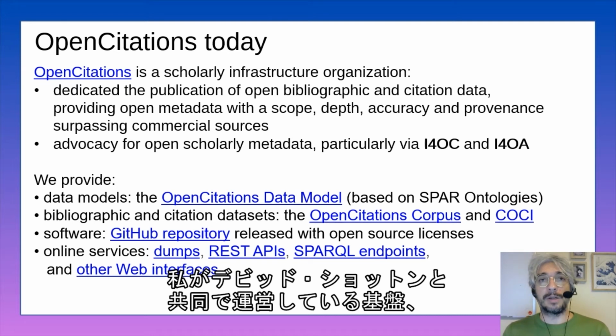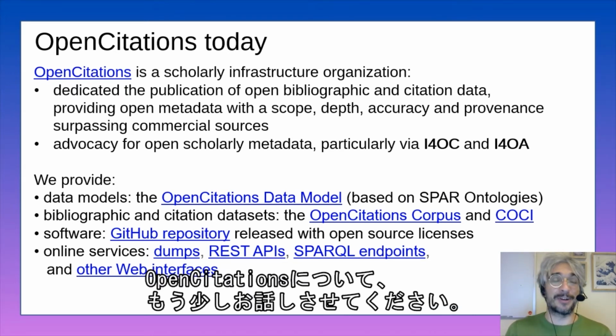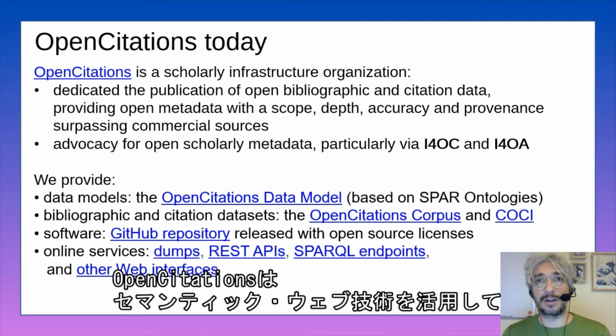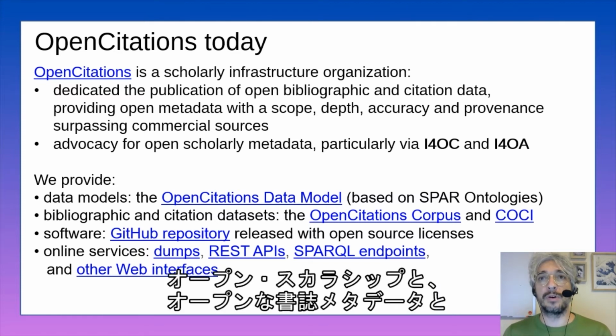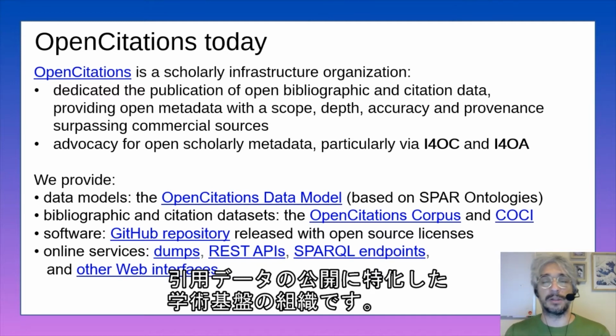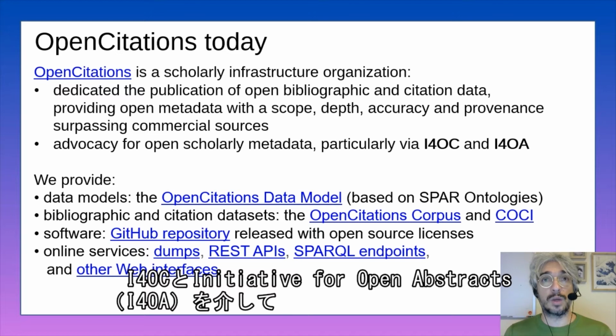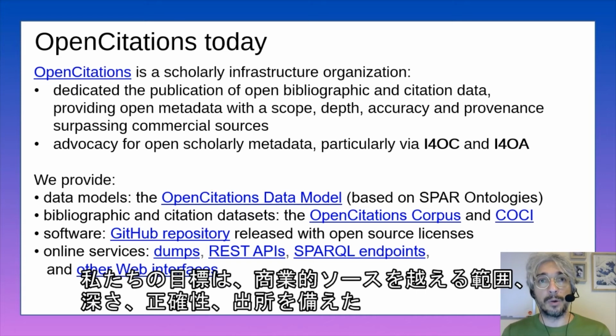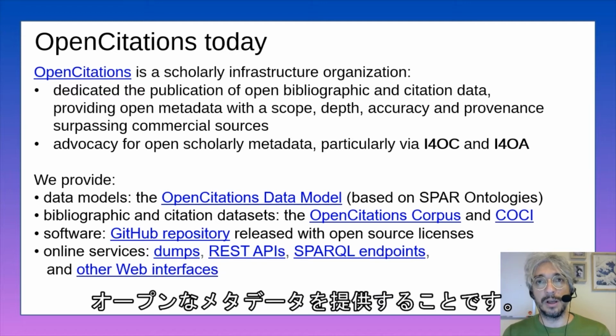And now let me spend a few words talking about the infrastructure I am directing with David Shotton, that is OpenCitations. OpenCitations is a scholarly infrastructure organization dedicated to open scholarship and the publication of open bibliographic metadata and citation data by the use of semantic web technologies. We undertake as well advocacy for open scholarly metadata, particularly via the Initiative for Open Citations and the Initiative for Open Abstracts, I4OA. Our goal is to provide open metadata with the scope, depth, accuracy, and provenance surpassing commercial sources.